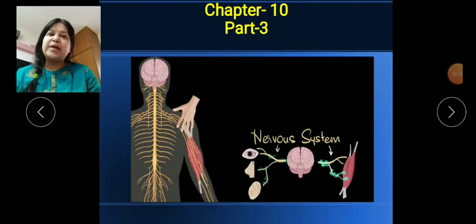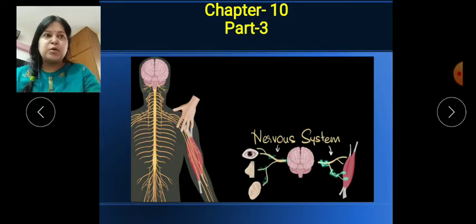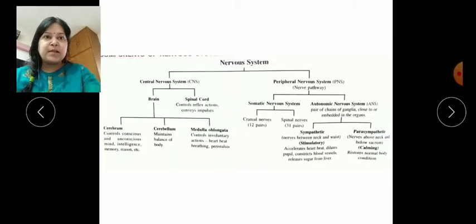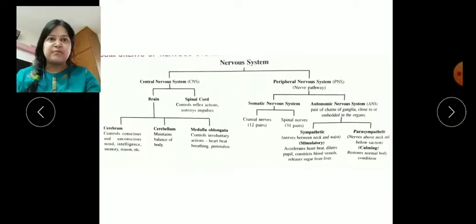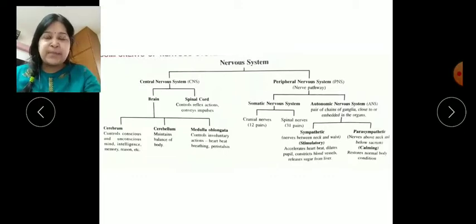So children, today I am going to explain you about the spinal cord. Okay, so have a look children. You all are familiar with this flow chart that I explained to you earlier, that the nervous system is composed of the CNS, whose main parts are the brain and spinal cord.